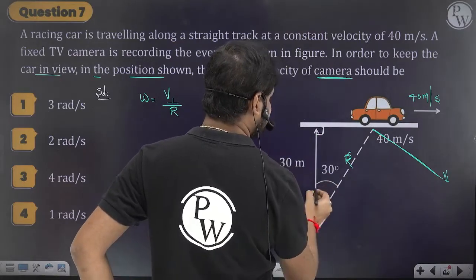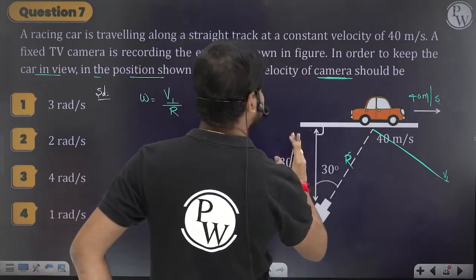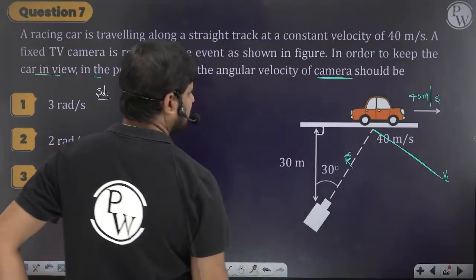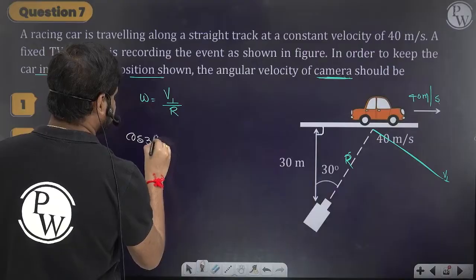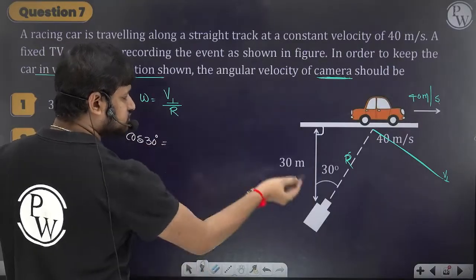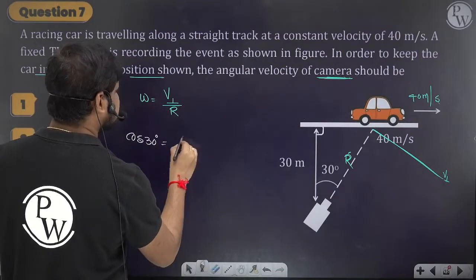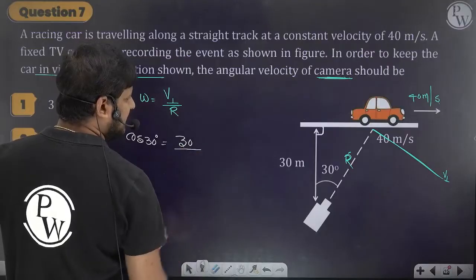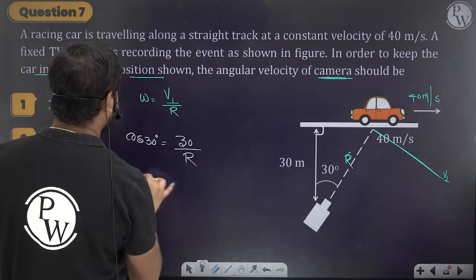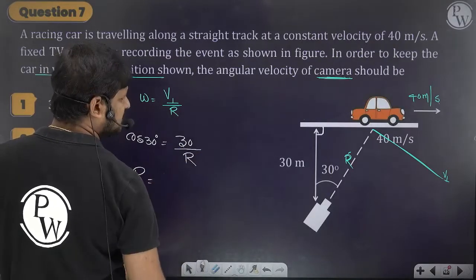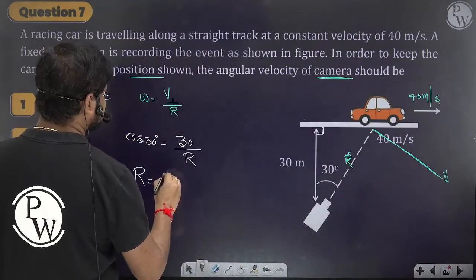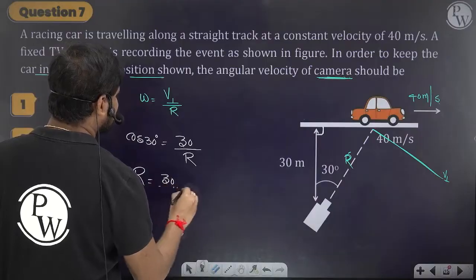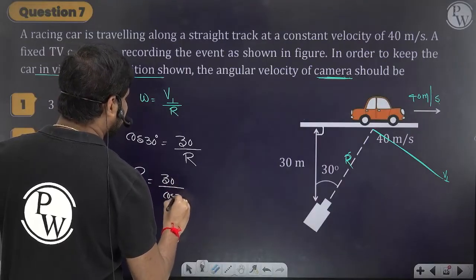From this triangle, this is the adjacent, this is the hypotenuse. So let's take cos 30. Cos 30 degrees is equal to adjacent by hypotenuse, so I can write adjacent is 30 meters by hypotenuse is r. From here, r is equal to 30 by cos 30. So let it be. R value we got.